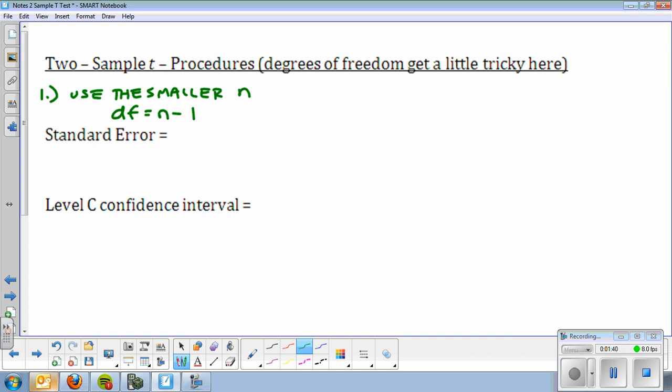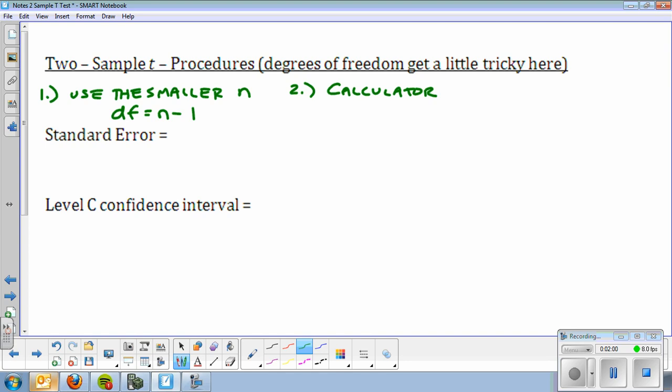As we've been talking about, the bigger the sample size, the more normal the graph, and the smaller the standard deviation. So we can't really overestimate. That's why we pick the smaller n. The second way that you can get the degrees of freedom is from a calculator. It's a much more complex calculation. Your calculator does it for you instantly.